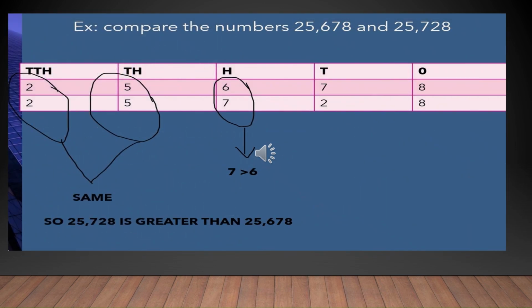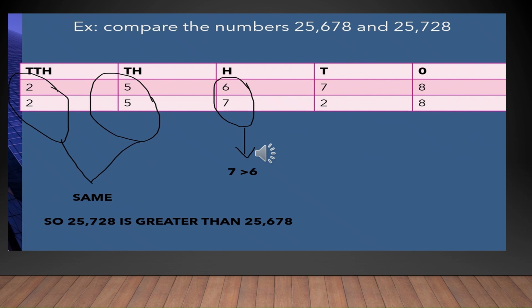Here, an example is given to you. Compare the numbers 25,678 and 25,728. Count the number of digits in each of the given numbers. 1, 2, 3, 4, 5. Both the numbers contain 5 digits. That means the number of digits are same.